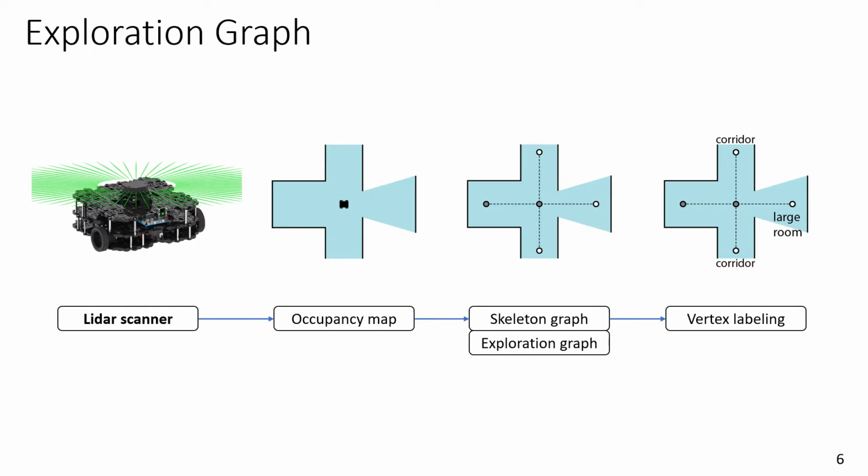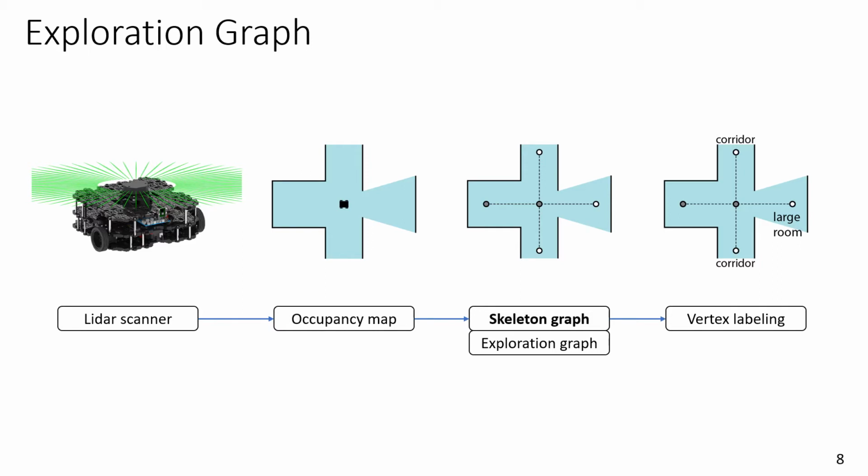We assume that our robot is equipped with a LiDAR scanner to scan the environment. The figure on the left shows a Turtlebot 3 robot equipped with a 360-degree LiDAR scanner. Our algorithm and simulation results are based on this robot with such a LiDAR scanner. A SLAM algorithm is used to create the occupancy map from the robot odometry and LiDAR data.